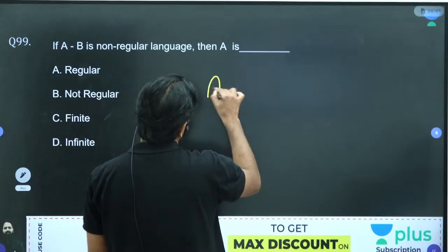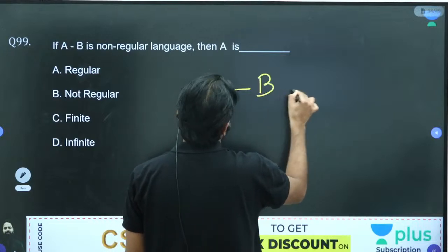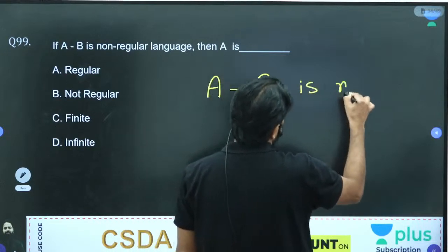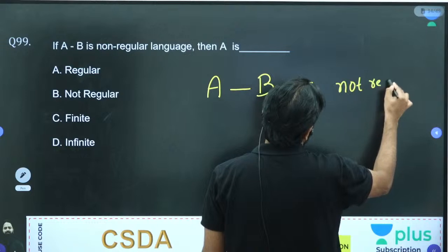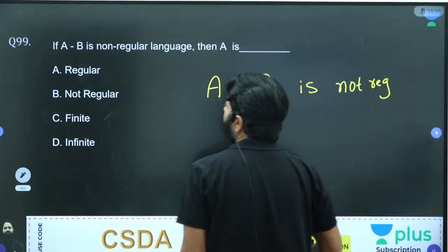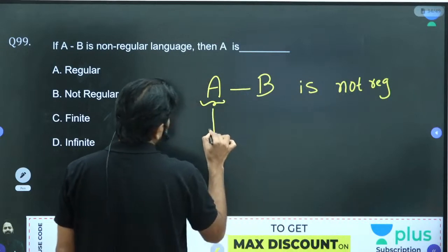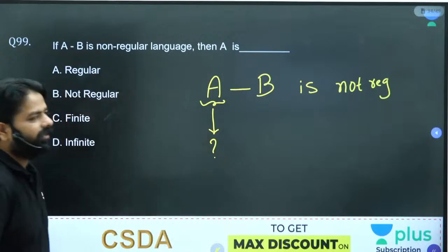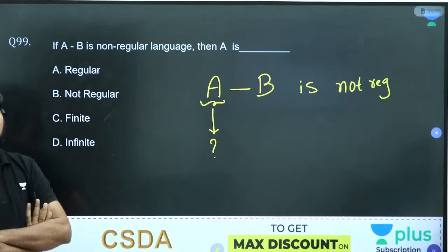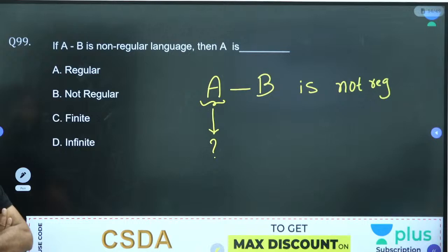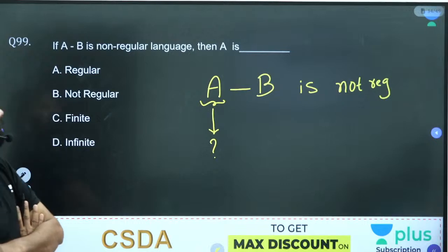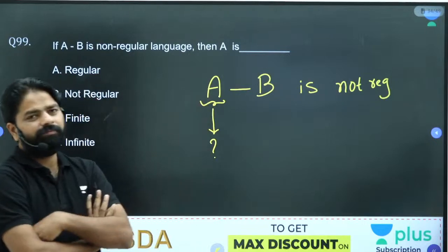Question 99: A minus B is not regular. Non-regular, not regular, both are the same. Now what is this A? Can you say something about this A? A minus B is not regular. Can you say A is regular? Need not be, right? I may take even non-regular here.